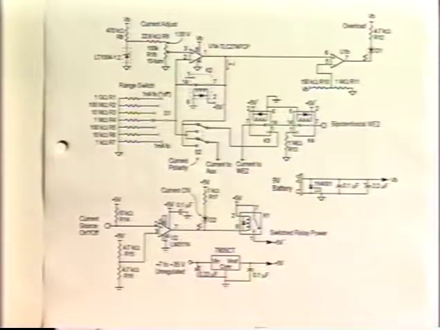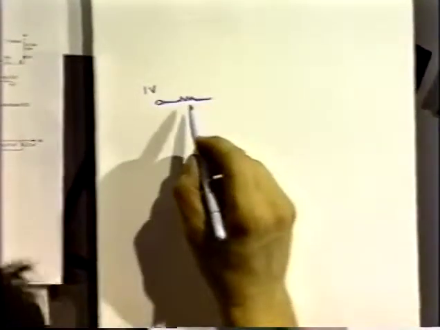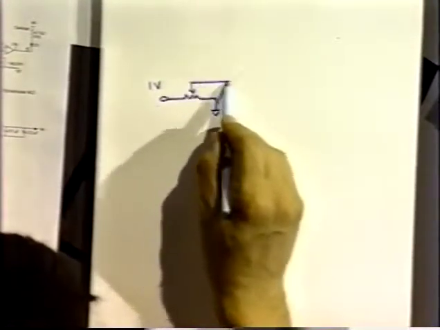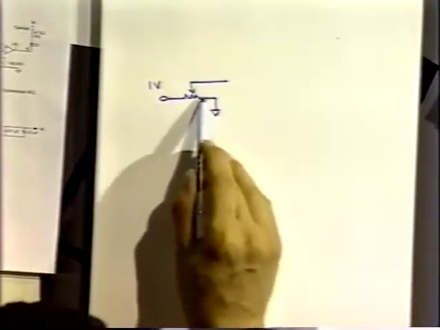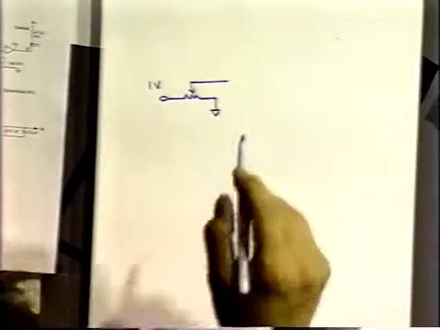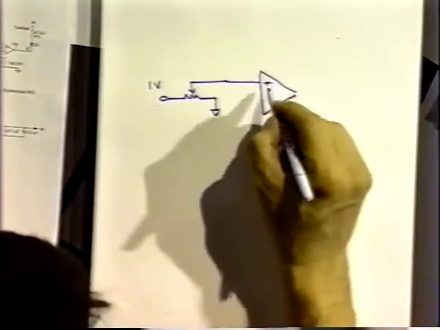So what I'm going to do is redraw this, and you can see the essentials of it without having to look at all the shrubbery around it. So what we have here is 1 volt. And we have a variable resistor, so here we have this as a voltage divider. And that gives us 1 volt when the pointer is over here and 0 volts when it's over here. That's going into the non-inverting input of our system.